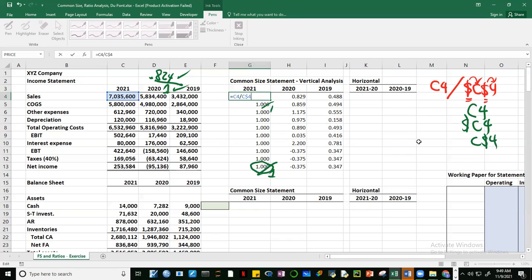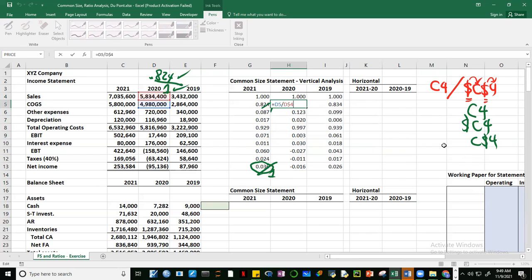Because when we copy the formula, we want the cells to move along this row because that's where our sales are located. Okay? So if we use this formula, Control Enter, and then I'm going to copy this to the right, and then down. Now what do we have here?